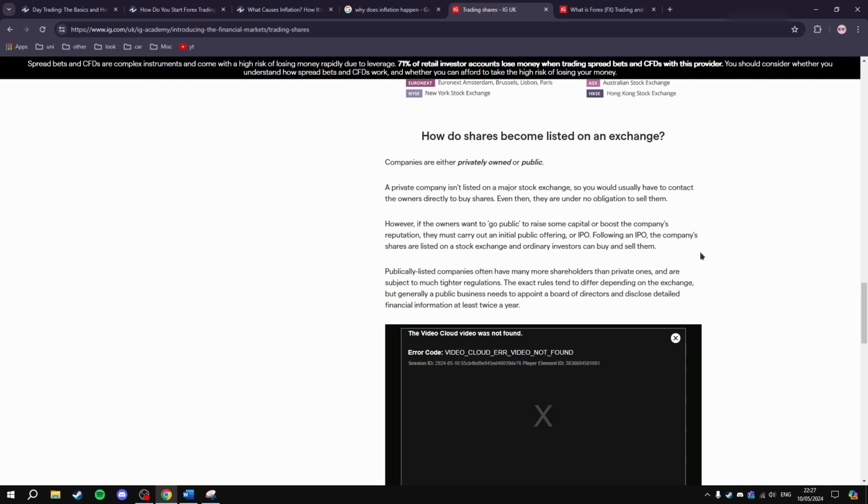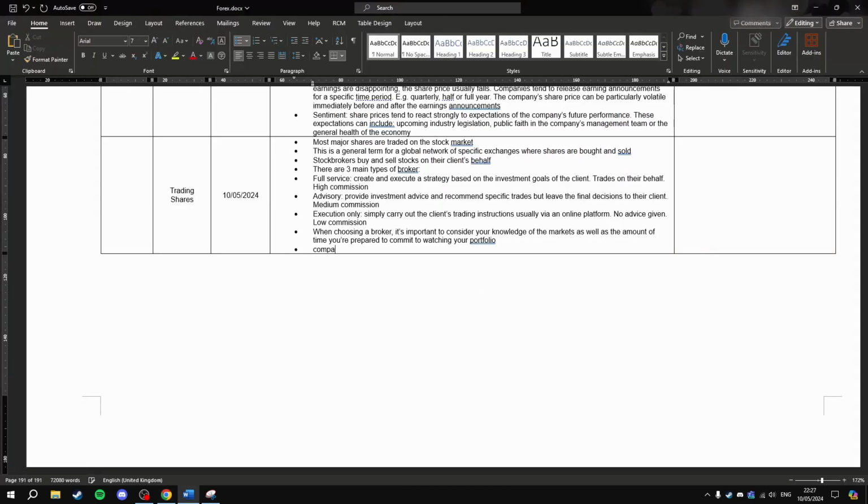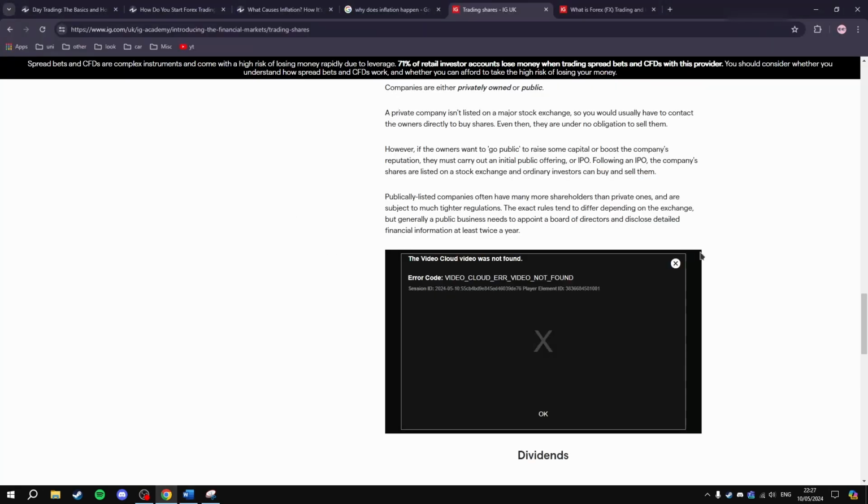Companies are either privately owned or public. A private company isn't listed on a major stock exchange, so you would usually have to contact the owners directly to buy shares. Even then, they're under no obligation to sell them.